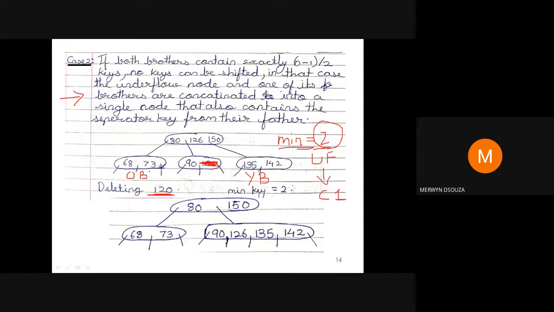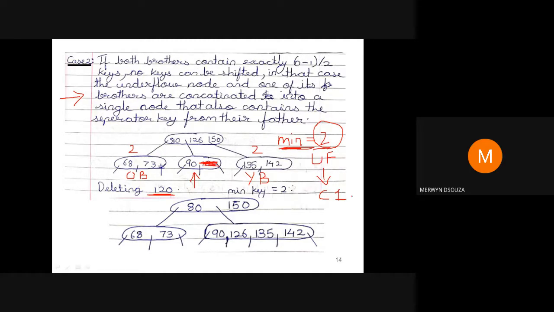Okay. Now when you check here, you find out that the older brother is having 2 keys. So you cannot apply case 1 with respect to the older brother. Check the younger brother. It is also having 2 keys. So it is not having more than this. It should have more than this. Since both the brothers of this node are not having more keys than the minimum required, I cannot apply case 1.